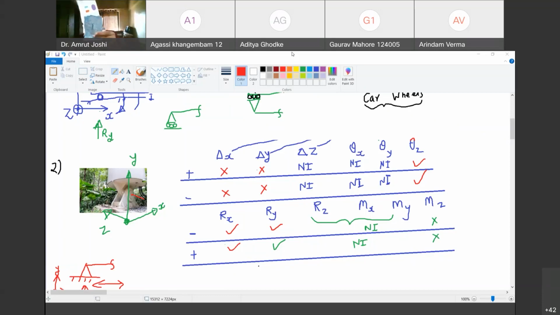Are you with me? Now, if I try to pull this member towards right or towards left, that is in positive x and negative x direction, it is not possible. That means this support must be able to offer either positive x directional force reaction or negative x directional force reaction. Same thing is valid for y direction. I am not interested in anything that happens in z direction.